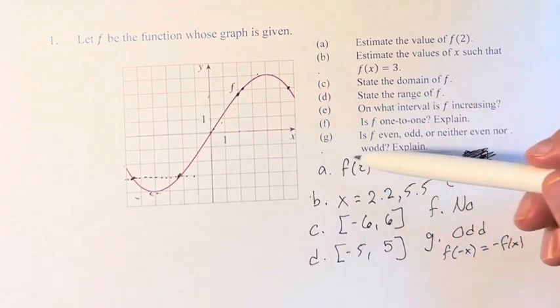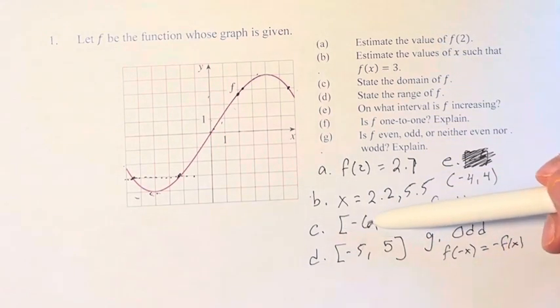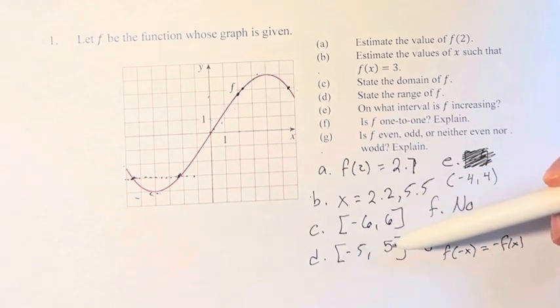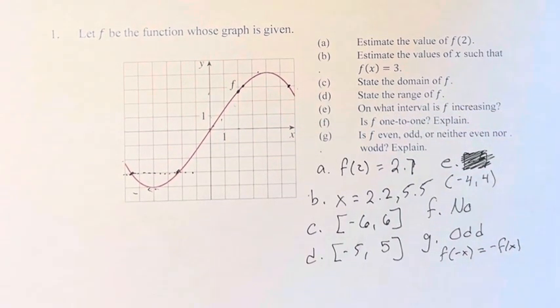So in conclusion, f of 2 is 2.7. f of x equals 3 at x equal to 2.2 and 5.5. The domain of f is -6 to 6 inclusive. The range is -5 to 5 inclusive. f is increasing from -4 to 4, not inclusive. f is not 1-to-1, and f is odd.